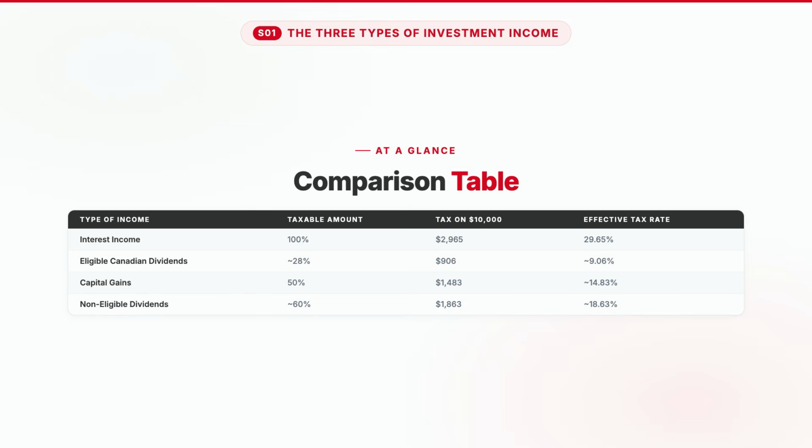Note, calculations based on 2026 Ontario marginal tax rate of 29.65% on income over $80,000. Actual rates vary by province and income level. These are simplified examples. Actual dividend credit calculations vary by province.